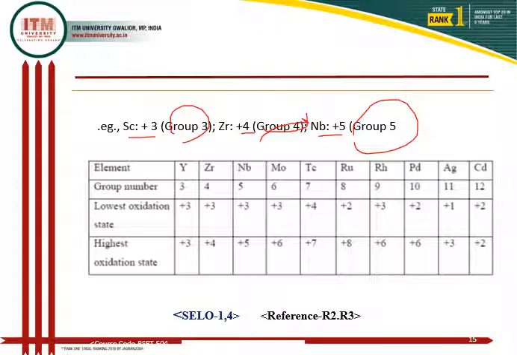Understood? Molybdenum goes to the highest oxidation state according to the group number. It's group number 3, 4, 5, 6. Okay, so you can see from the low up to the higher oxidation state it is going, and it is going up to the group number. Here you can see up to 8, and then it goes on decreasing.